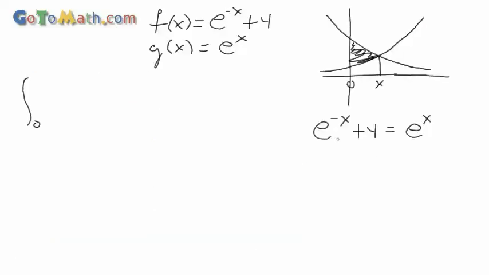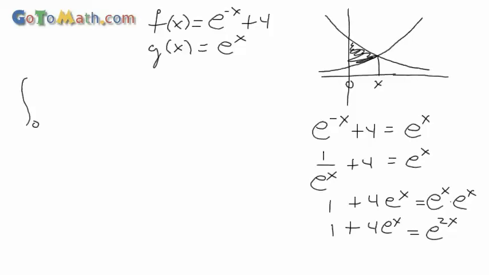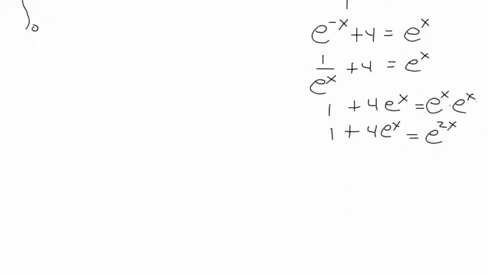Okay, so what do we do here? Well, I'm going to rewrite this as 1 over e to the x plus 4 equals e to the x. Alright, let's multiply e to the x all the way across. So that becomes 1 plus 4e to the x is equal to e to the x times e to the x. Okay, and we can rewrite this: 1 plus 4e to the x is equal to e to the 2x. Probably like, what in the world am I going to do with that? Well, I'm going to show you.